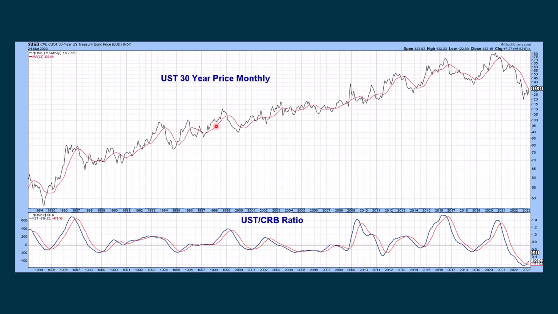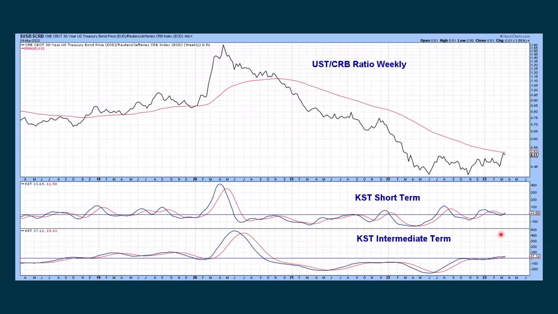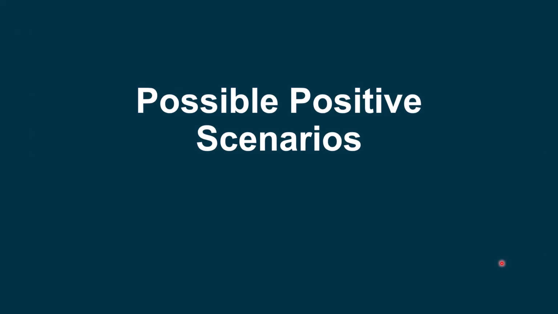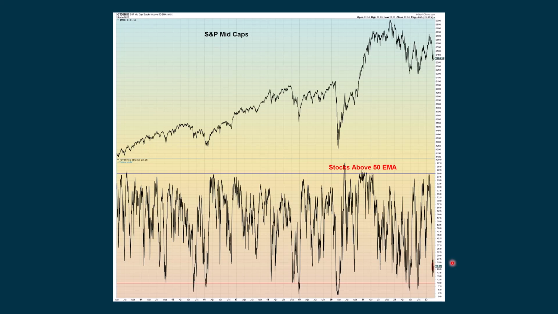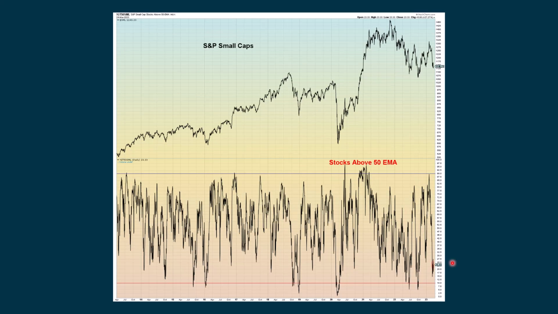And then one more, has the price of bonds, which had been in an overall downtrend, starting to bounce back up, and bonds are starting to outperform the CRB index. Here's another look too. In the short term, we have a KST, which is starting to look more positive. Intermediate term continues to be slightly positive. Then just an update of the few charts that I haven't talked about lately. These are the S&P 500 stocks above their 50-period moving average, not really giving us any kind of an extreme reading. And the same is true with the mid caps and the small caps.